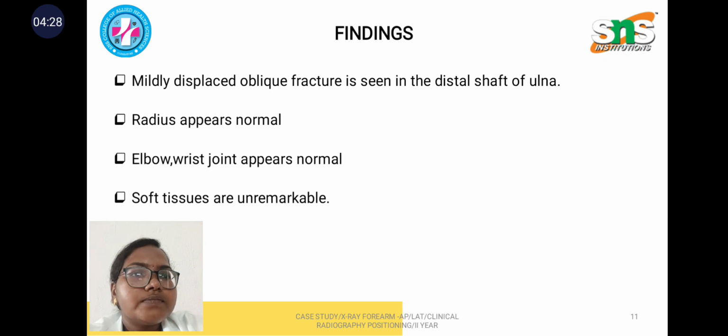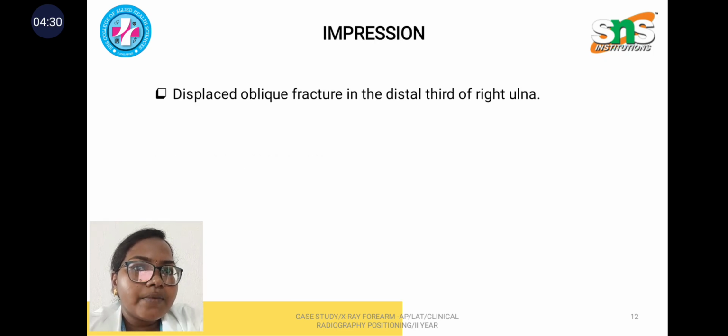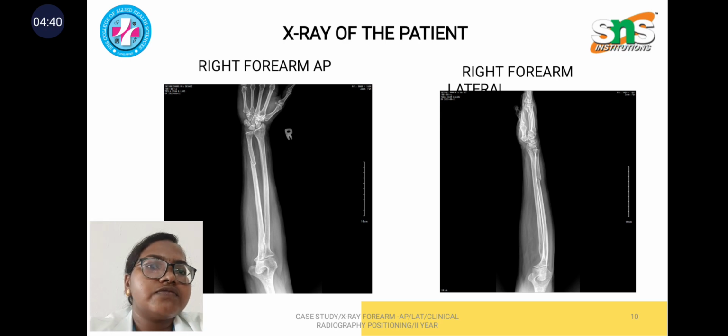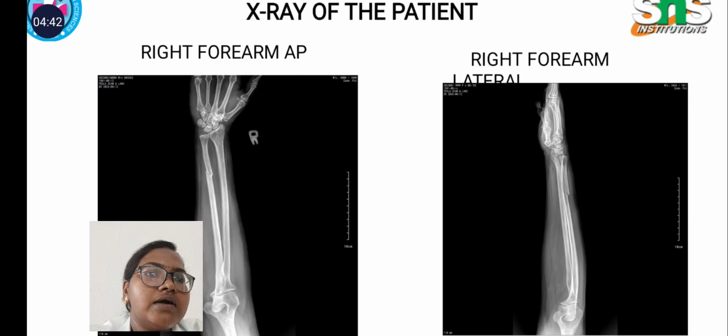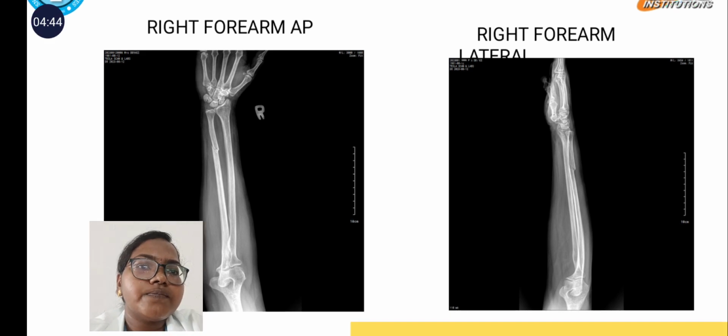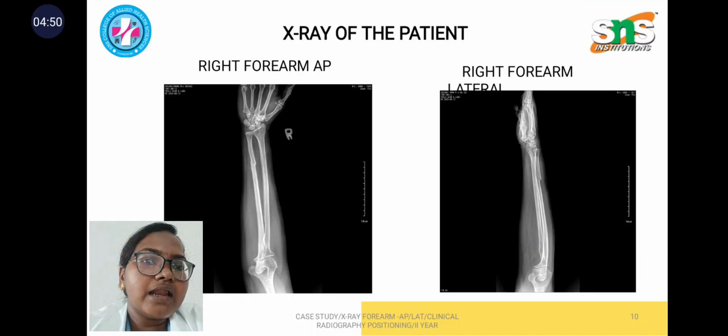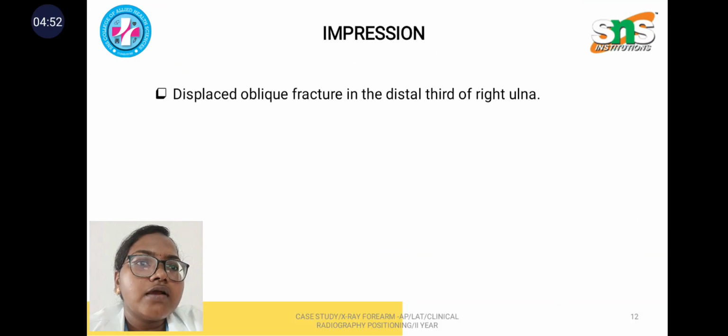And next is the impression. The main thing is there is a displaced oblique fracture in the distal third of right ulna. So here in this image you can find that there is a displaced fracture in the ulna, showing oblique fracture in the ulna. So this is how forearm AP and lateral projections will be taken.